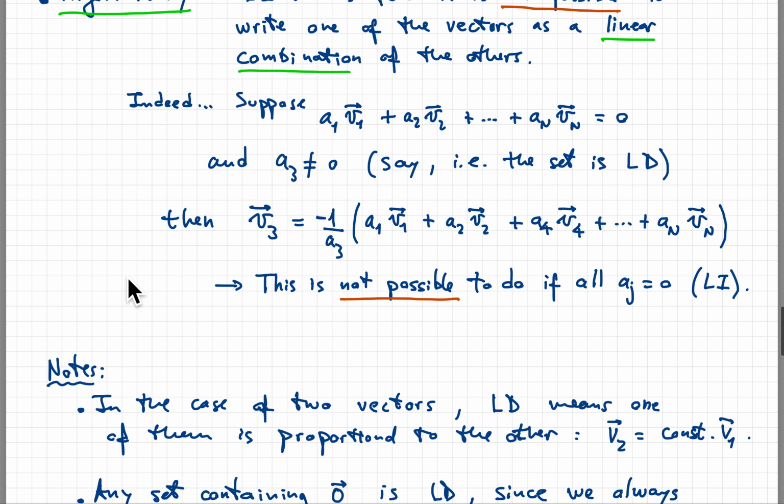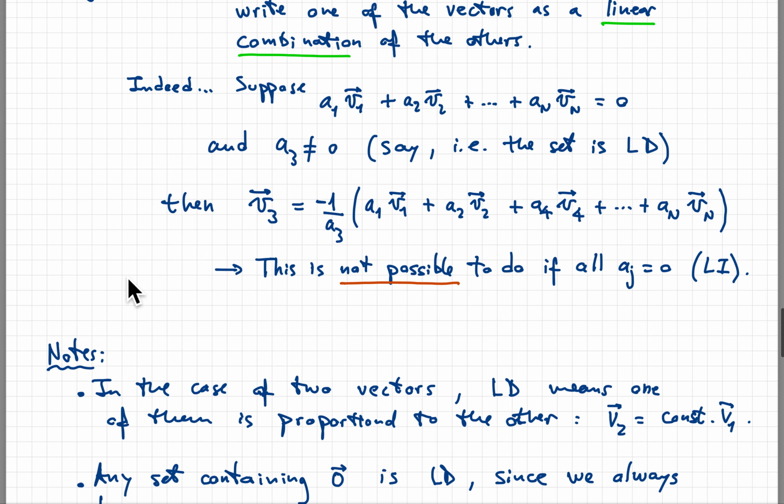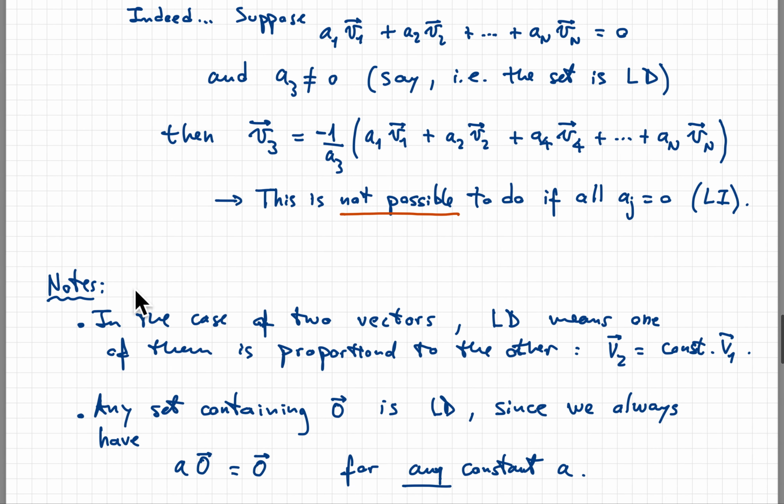In the case of two vectors, going back to that example, linear dependence means basically that one of them is proportional to the other. And you can show that it's very easy. If a1 v1 plus a2 v2 equal to 0 has a solution where one of the constants is non-zero, basically both constants will be non-zero, and you can write one vector in terms of the other by putting it on the other side of the equation. That's very easy to see.